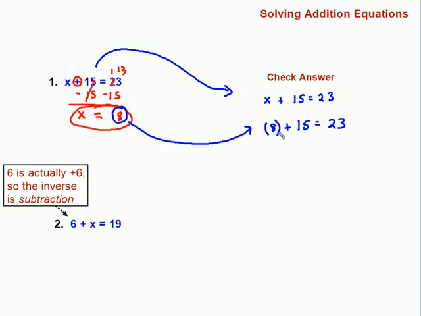And is that true? Well, 15 plus 8 is equal to 23. And now both sides are the same. If they're both equal, then our answer is correct, and we can give ourselves a check.